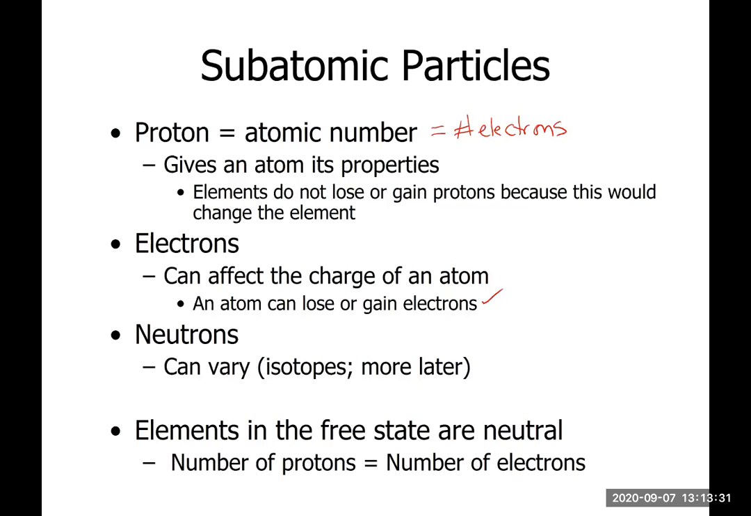Neutrons can vary associated with an atom. For example, carbon has C12, C13, and C14. And these are different isotopes that are associated with carbon. And each of these isotopes has a different number of neutrons. Again, elements in the free state are neutral. And if you have a neutral element, you have equal numbers of protons, that is equal numbers of positive charges, to electrons, that is equal numbers of negative charges.